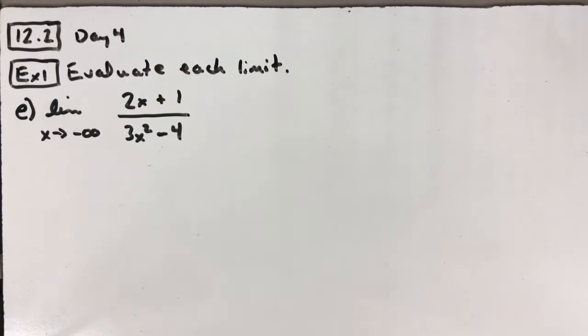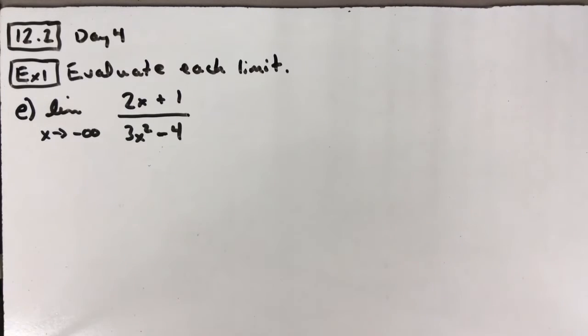12.2 Day 4, Example 1, letter E. The other situation we're going to look at with these rational functions is a problem like this one. Everything is going to be the same all the way through the whole problem, just like we did in letter D, except at the very end, we're going to have a little different scenario to look at.